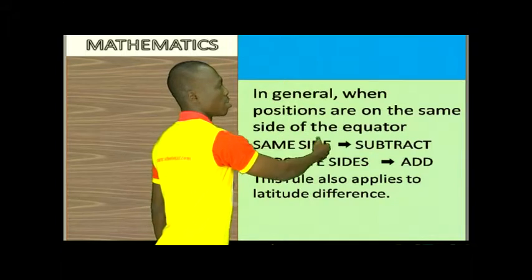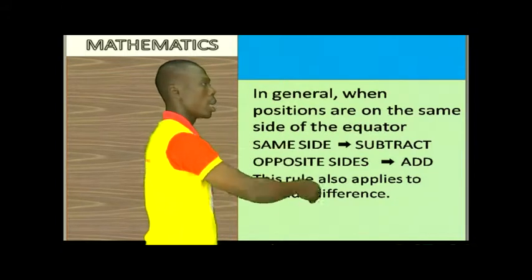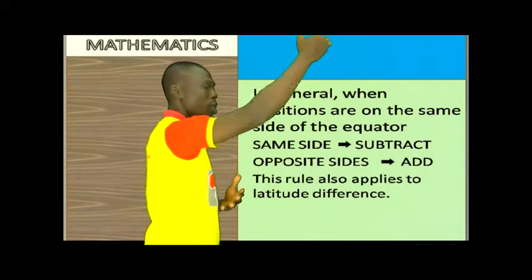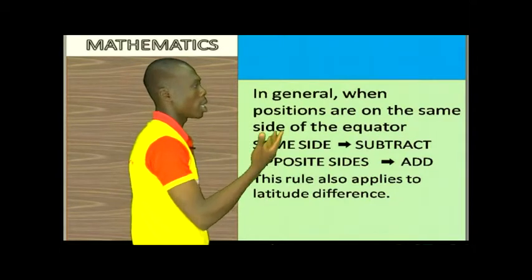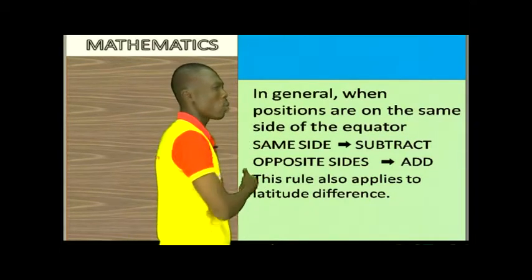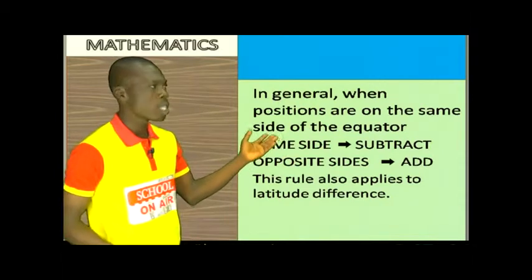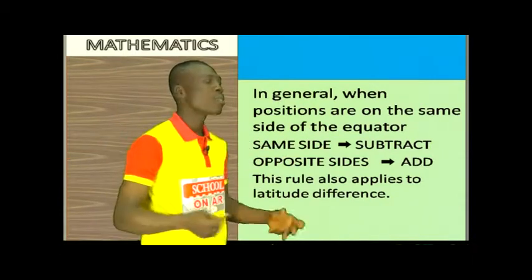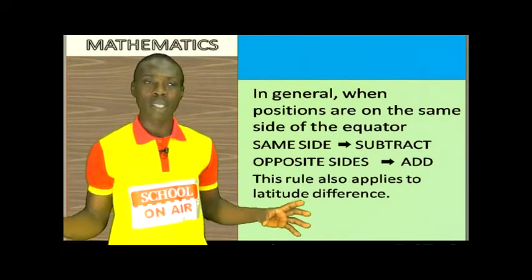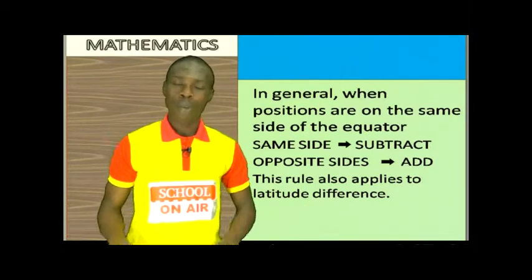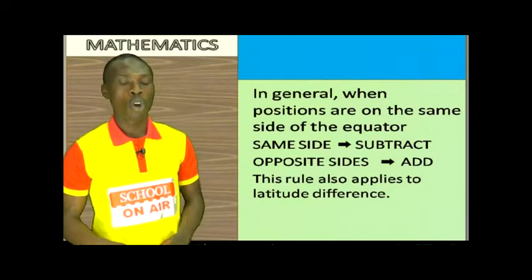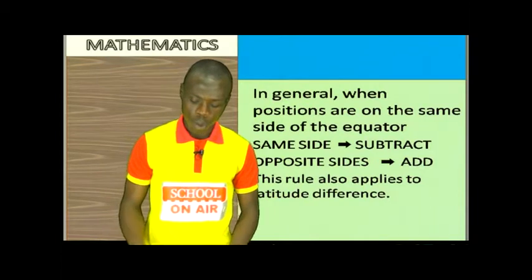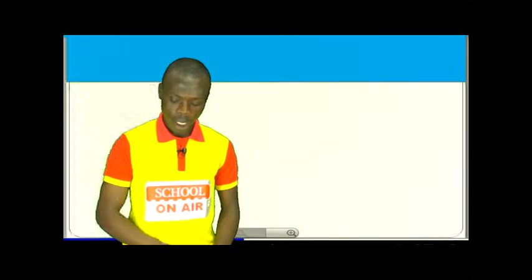When they are on the same side, you subtract the angles from each other, and when they are on opposite sides, that is on divided sides of the equator or Greenwich meridian, you do addition. So we say that this rule also applies for longitude, and this rule also applies for latitude differences. Okay, so that rule applies whether you are dealing with longitude or you are dealing with latitude. All right, so I hope that is taken.